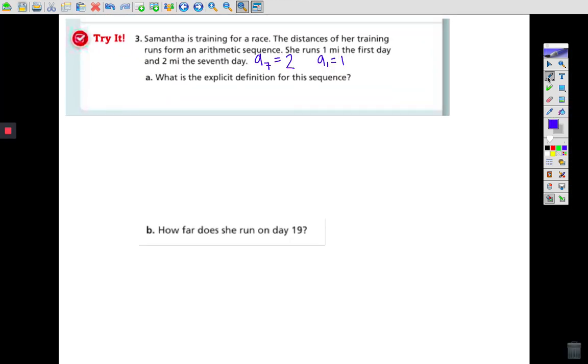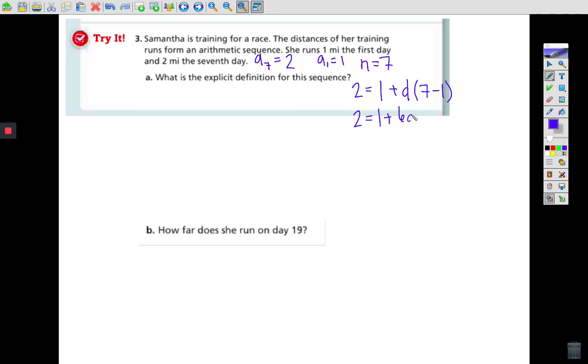All right, what's the explicit definition for this sequence? So what I did was I came over here and I know that A7 is equal to 2, A1 is equal to 1. We do not know what D is. N is equal to 7 minus 1. If you want to write N equals 7, you can do that as well up here. Because before we write an explicit definition, we have to figure out what our common difference is between each day, how much more she's adding to her run each day. So I do this to solve for D.